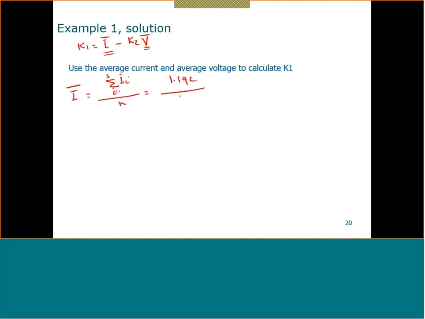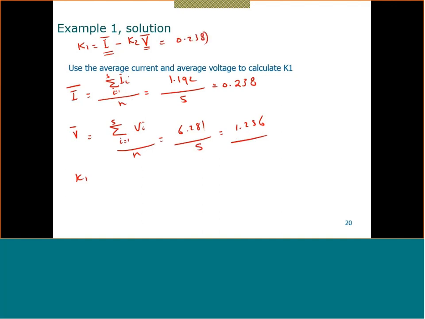0.238. And then I will find the V average, which is again the summation of the voltage, I goes from 1 to 5 VI divided by n. Again, I will get the value from the table, and this is 6.281 divided by 5, and this is equal to 1.256. So now everything is set to find K1. My K1 will be equal from here. It is 0.238 and minus K2 from the previous calculation, 0.0963 times the average of the voltage, which is 1.256, and this gives me the value of 0.117. This is the value of this.